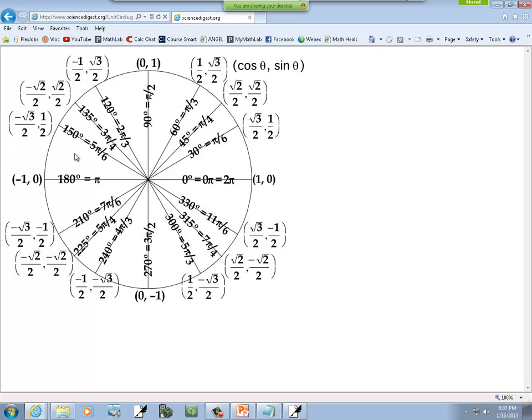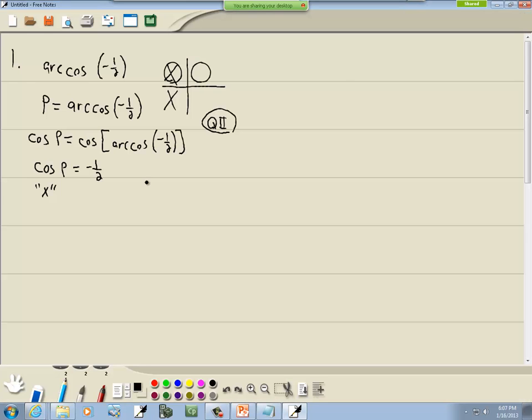Okay, so we're over here in quadrant 2. We're looking at cosine, our x part. It's equal to negative 1/2 right here. So there'd be 2 pi over 3. So this is equal to 2 pi over 3, and that's our answer.